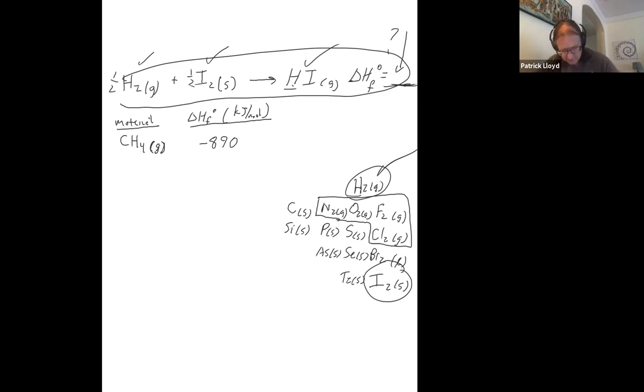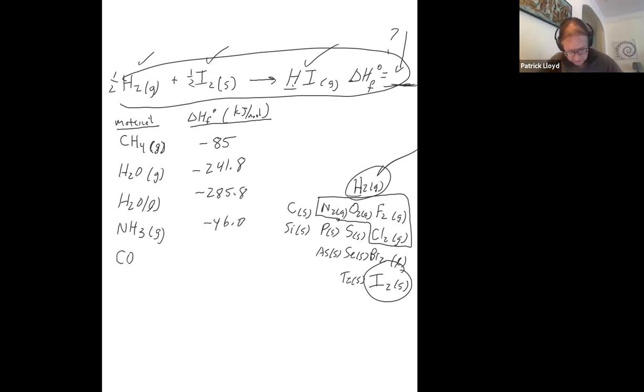I'm sorry, that's wrong. It's minus 85. Okay. You'll find, for example, there's water, which is a gas, minus 241.8. Water, which is a liquid, minus 285.8. I'm just doing these from memory. Minus 46.0. CO2, minus 393.5.